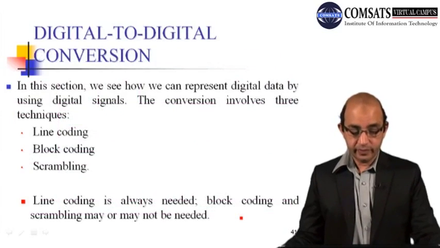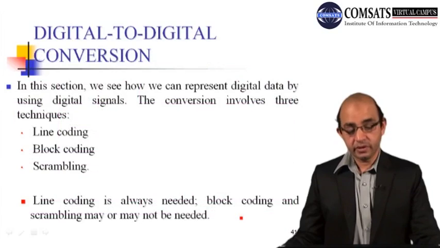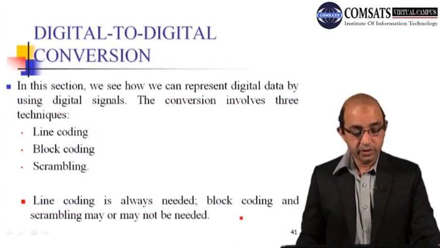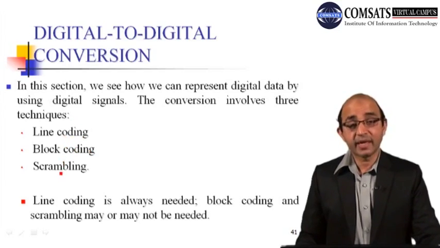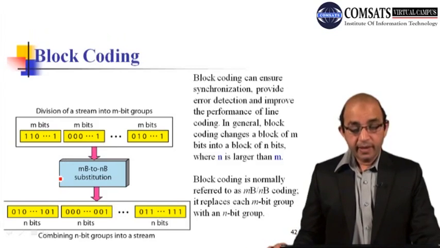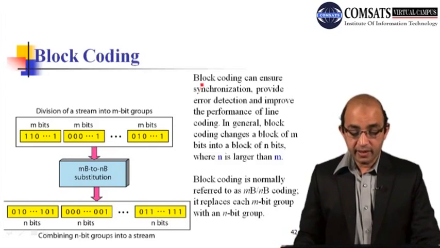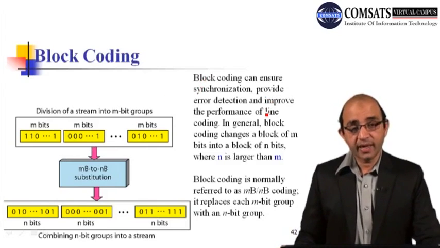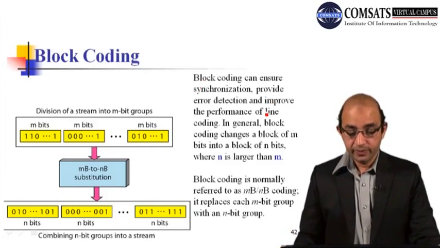So if we talk about the digital to digital conversion, we have to take into account 3 different techniques, right? So line coding that we talked about, block coding, and scrambling. So let's talk about the block codes, right? It ensures the synchronization, and it provides error detection, right? So we can detect errors by using block coding.